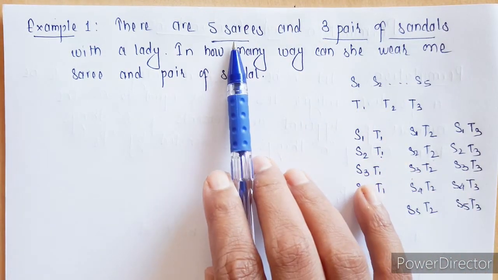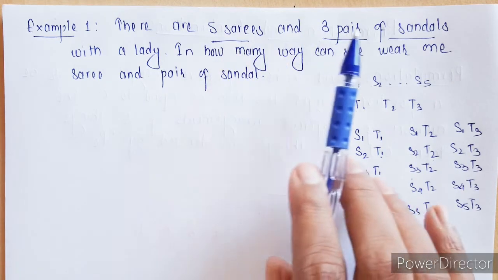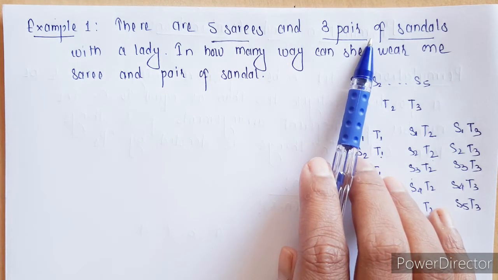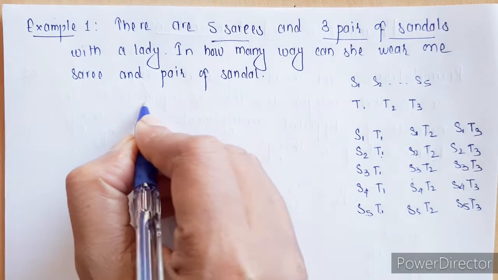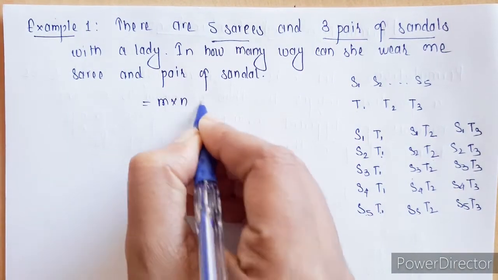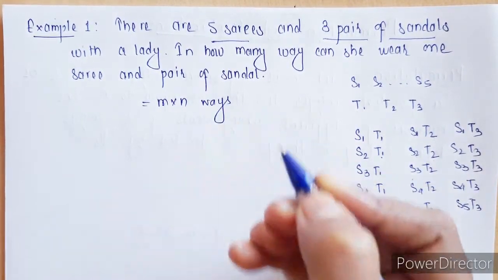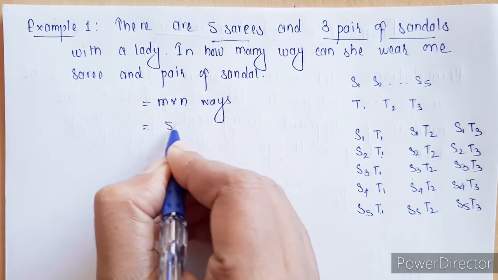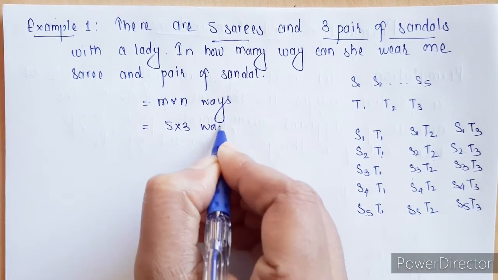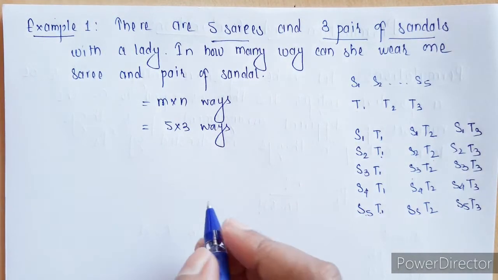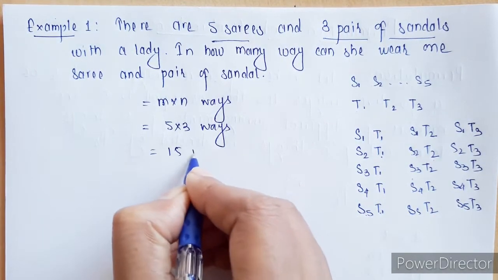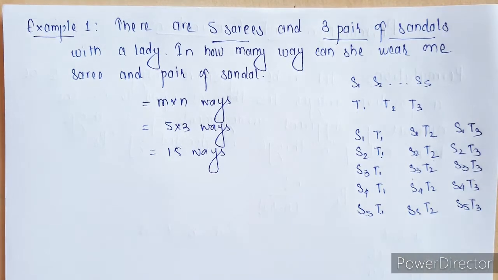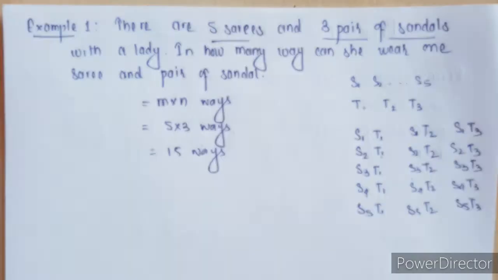So there are 5 ways she can wear a sari, and there are 3 ways she can wear sandals. So there are total m cross n ways she can wear it together, right? So there are total 5 cross 3 ways she can wear a sari and sandal together, which is nothing but 15 ways. So given 5 saris and 3 sandals, a lady can pair them in total 15 different ways.